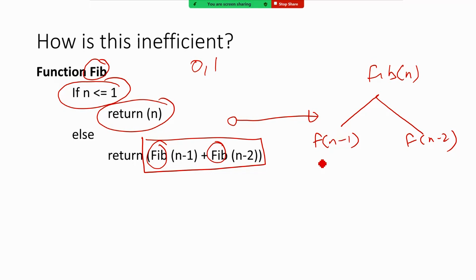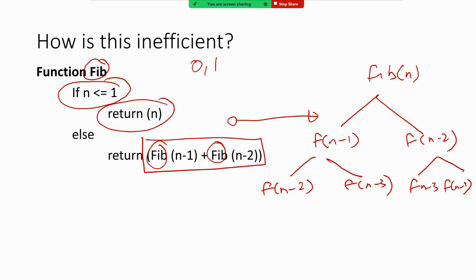And then for n minus 1, what do I need to do? I need to generate f of n minus 2 and I have to generate f of n minus 3. And then what do I need to do for f of n minus 2? I need f of n minus 3 and f of n minus 4. Does that make sense? Does that help?